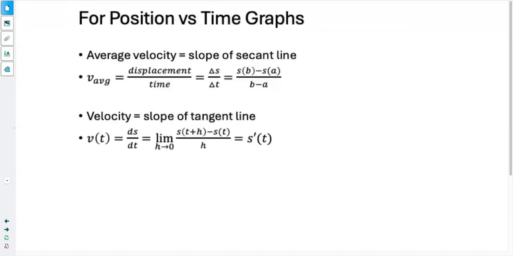For position versus time graphs, our average velocity would be the slope of our secant line. So that'd be our overall displacement over time, or change in s over change in t, or we can write that as s(b) minus s(a) over b minus a. So this is essentially our y2 minus y1 over x2 minus x1 equation.